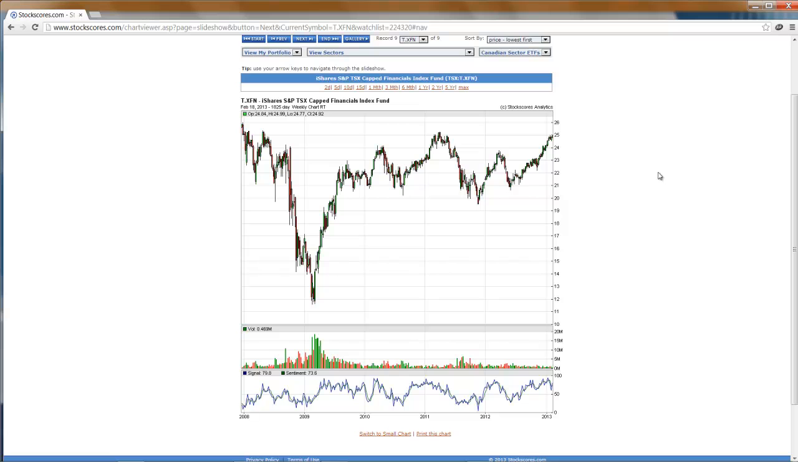Here's the financials. Also, the buyers have been in control here for about 8 months. We are bumping up against some resistance at 25, which are the highs that were set in 2011. Those are the kind of things you need to look for when you look at these charts.